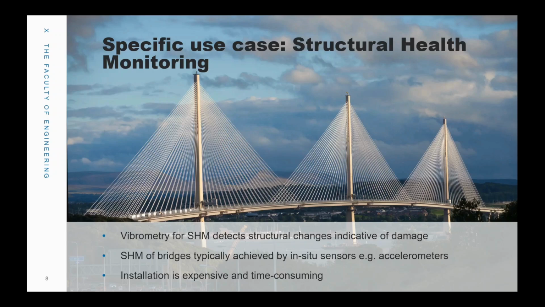So SHM of bridges typically is achieved by in-situ sensors such as accelerometers. And installation of these can be expensive and time-consuming, so it might be difficult to get access to the parts of the bridge that you need to put the sensors on. You might need to close the bridge, which obviously has economic impacts. And additionally, once they're in place, they provide a point measurement, so their coverage can be limited, and you might need more than one.